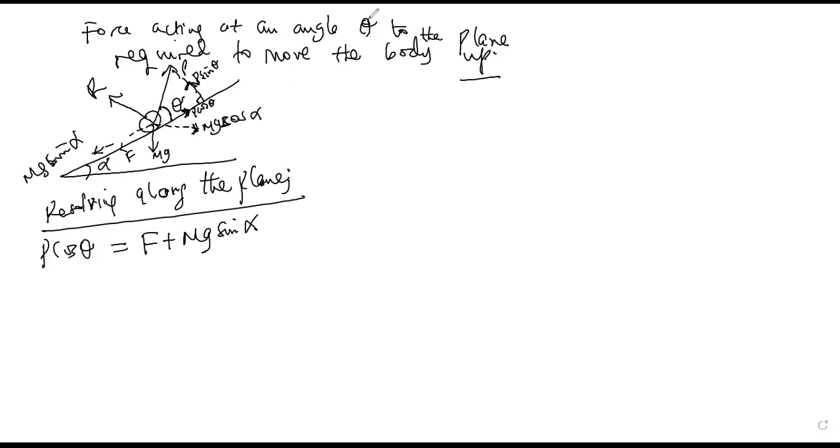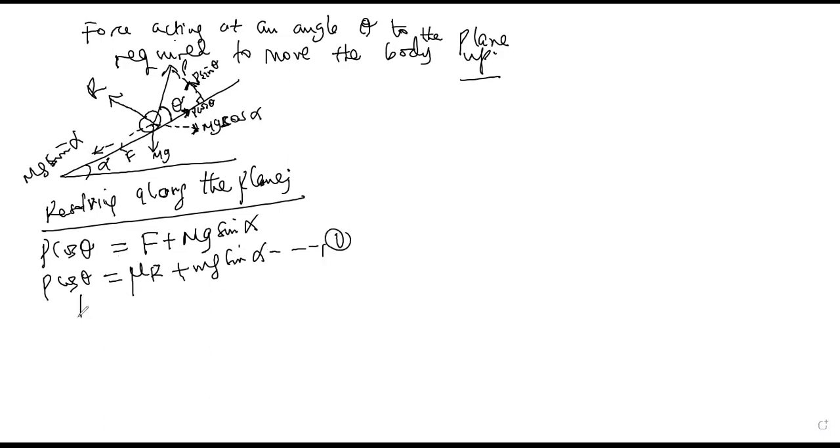Are we together? Yes. So you're having P cos theta is equal to F plus mg sin alpha. Is that okay? It is okay. Implying that P cos theta is equal to mu R plus mg sin alpha.